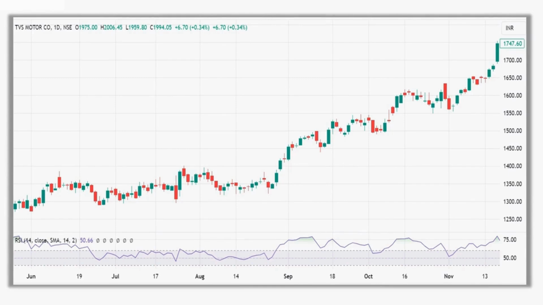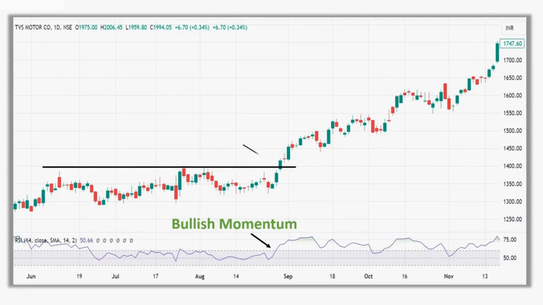So as you can observe on the screen, the RSI gives a breakout above the 60 level and it indicates bullish momentum in the stock. And this indicates to us that the market is soon going to go bullish. Similarly, you can even observe on the chart that the price gives a breakout after the RSI has broken out of 60. Now the RSI is bullish, the price gives a breakout, so it is obvious that we must buy this stock.